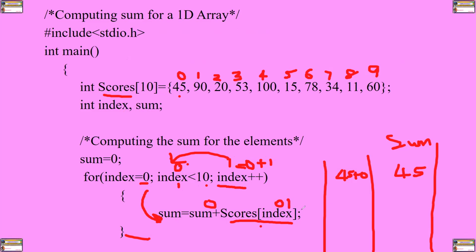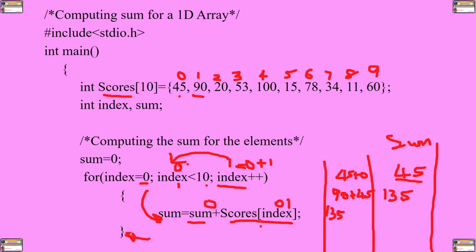So scores[1] is this one, is 90. So that will be 90, and then plus what is in the sum? The current content of sum is 45. So it is 90 plus 45, which gives 135. So 135 is assigned back to sum. It's stored in sum. So that means we have 135 there.